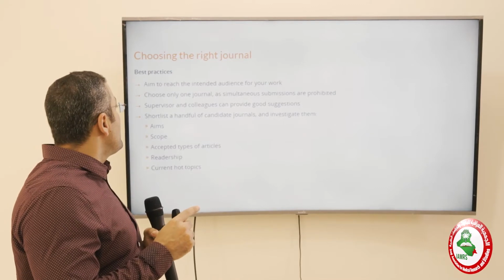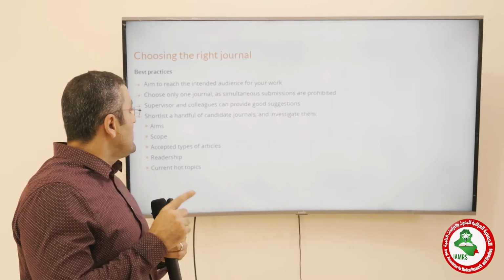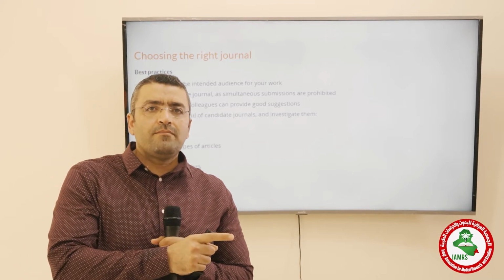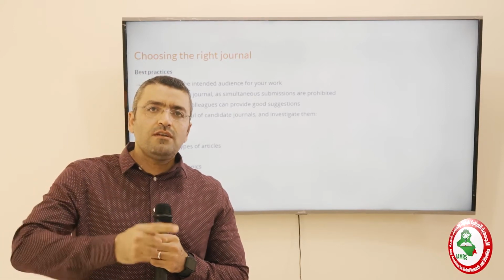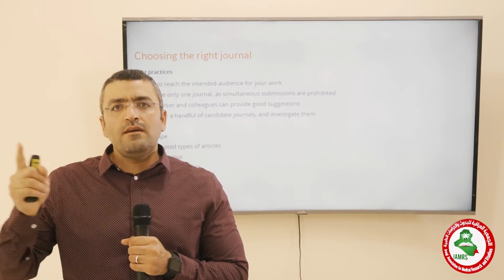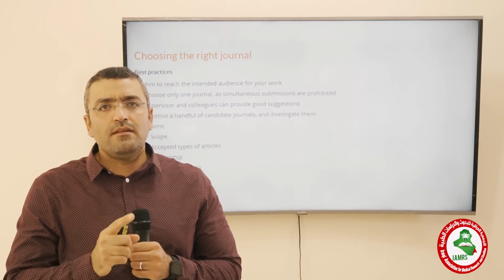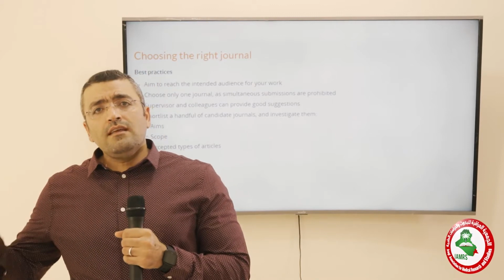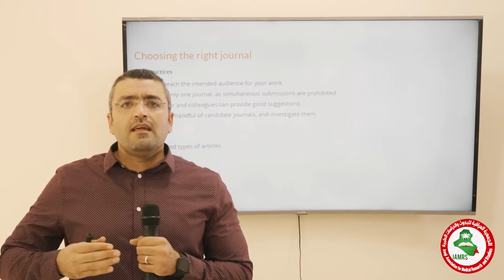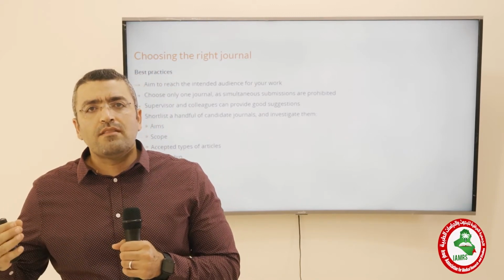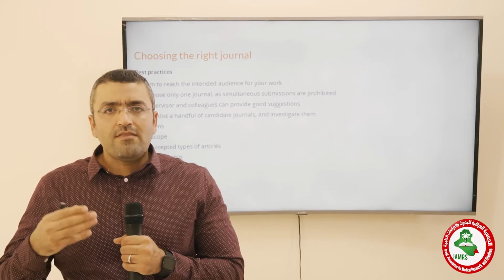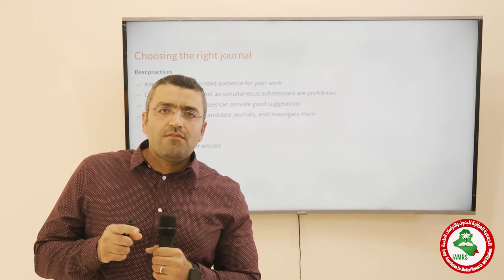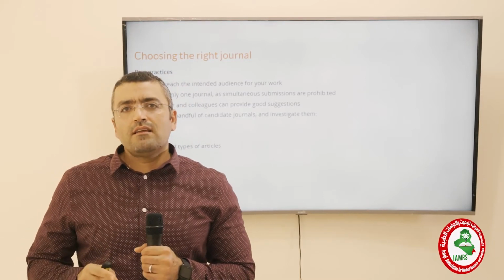Second is to choose only one journal and do not choose multiple journals at the same time. So simultaneous submission of a single paper to many journals is prohibited. Third, take advice from your colleagues, supervisors, and other people. They might help you. They might give you a good suggestion. And always, when you take advice from them, this will make your article more robust.